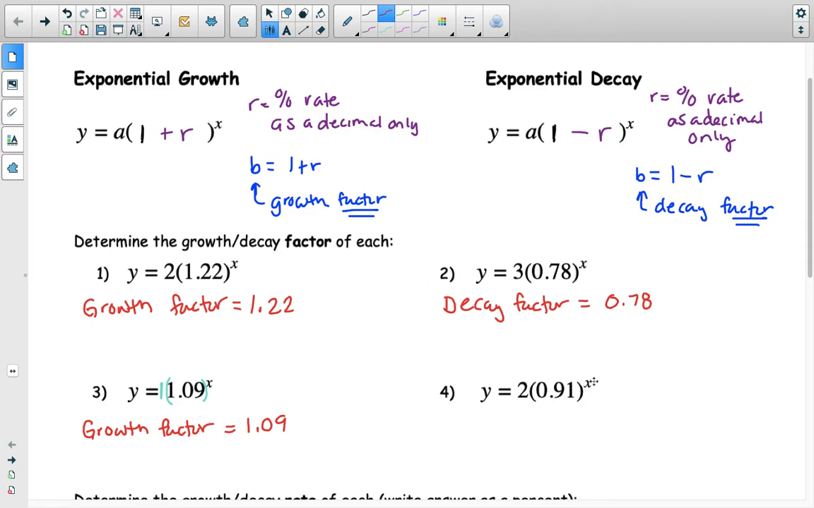On question 4, the exponent is attached to the parentheses, so we have parentheses again. This number inside our factor is smaller than 1, so this is a decay factor. And it is the number that's inside, it's 91/100. Factor is the one we want. Rate is used to find the factor. Factor is the one we want to write the equation.